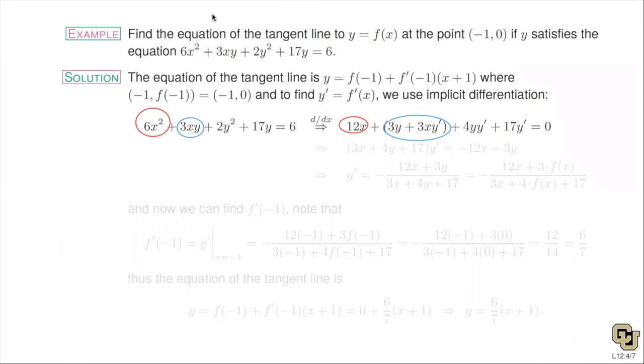For 2y squared, remember, y is a function of x, so I need a chain rule. The derivative of y squared is going to be the derivative of the outside, 2y, times the derivative of the inside. The inside function is y, and the derivative of y is just y prime, or dy dx. And then don't forget, I've got a 2 already hanging around out front. So the derivative of 2y squared is just 4y y prime.